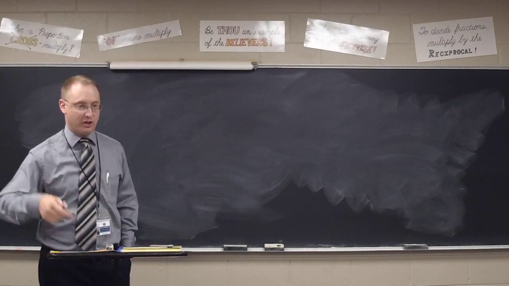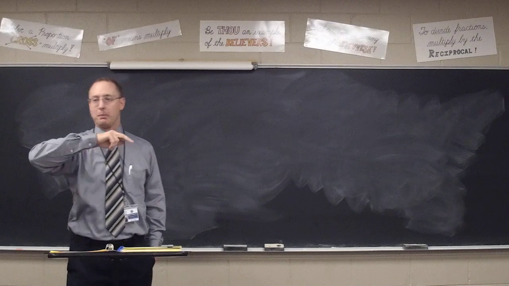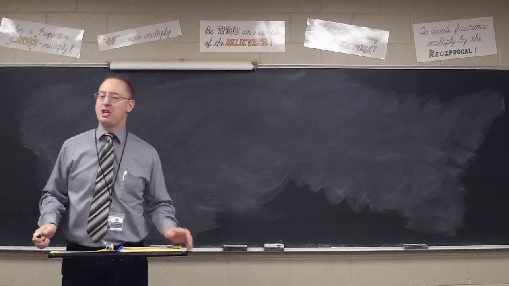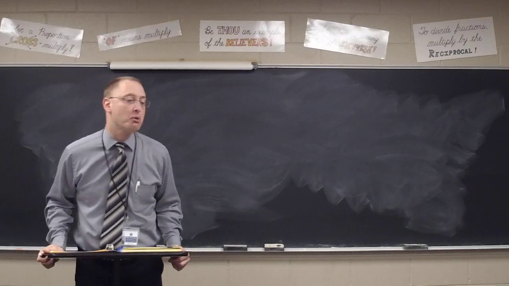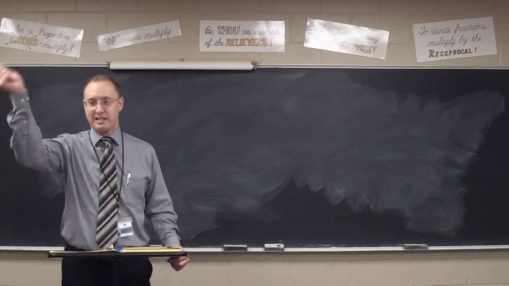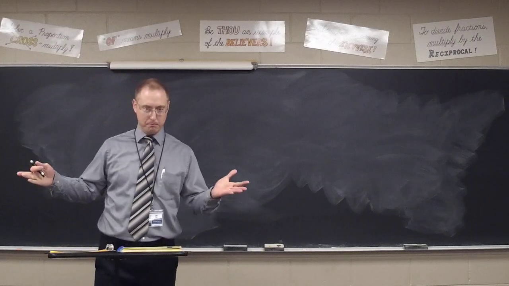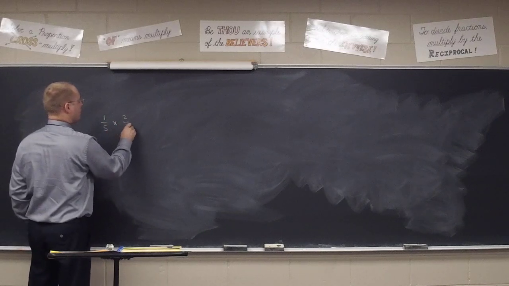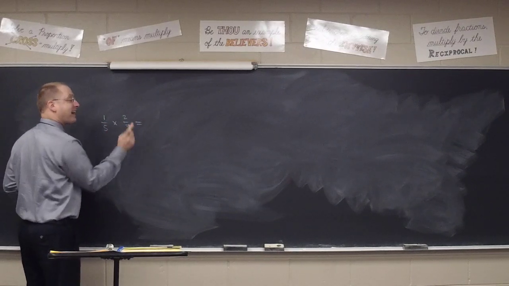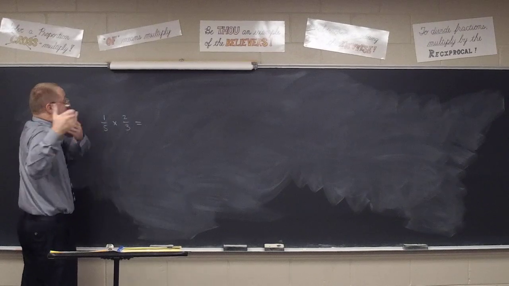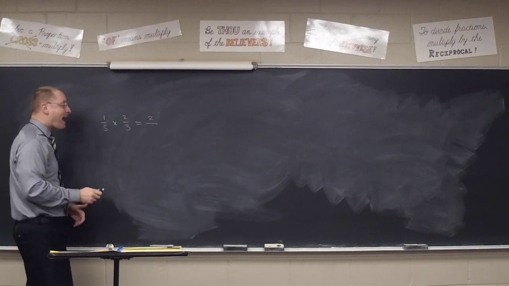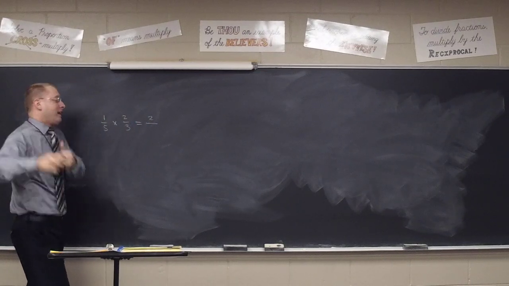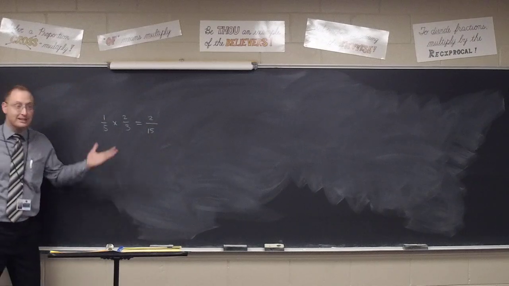All you got to do, write this down, is multiply the top, multiply the bottom. If you want to sound more mathy about it, you multiply the numerators and multiply the denominators. Sound good? So for instance, if we had 1/5 times 2/3, I multiply the top, class. 1 times 2 is 2. And then I multiply the bottom. 5 times 3 is 15. And we're done. It's easy.